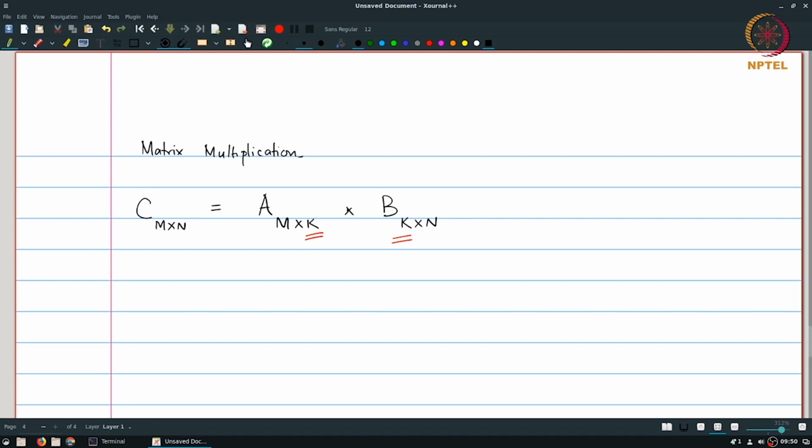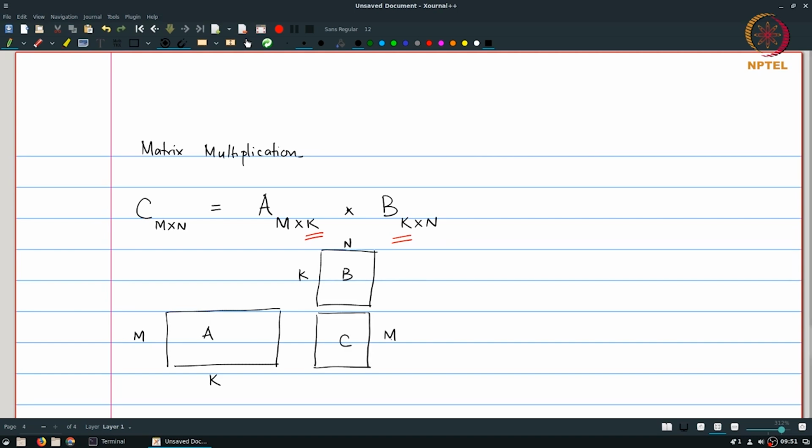A very simple way of writing a code for this, essentially, let's first visualize what this looks like. Essentially what we have is a matrix A of size m rows and k columns to be multiplied by a matrix B that has k rows and n columns, giving us a result C that has m rows and n columns, right? So this is ultimately what we are going to do.